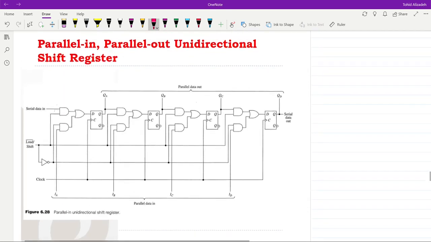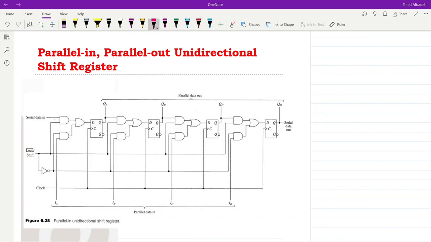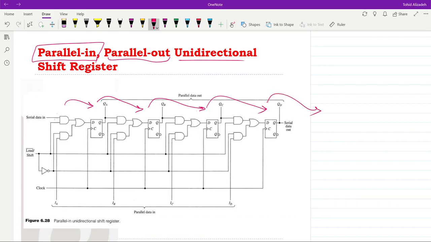Then over here we have the parallel in and parallel out unidirectional shift register. It's still unidirectional, again meaning that we will have the shifting from one side towards the other, from left towards the right. We have the parallel in, we will see how that works, and parallel out means that we have access to the output of the flip-flops directly.